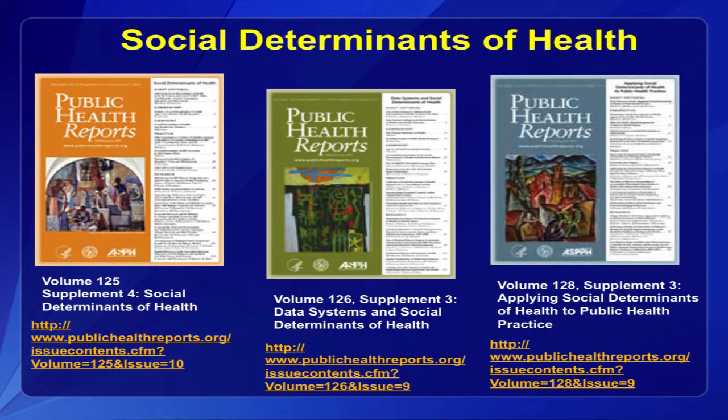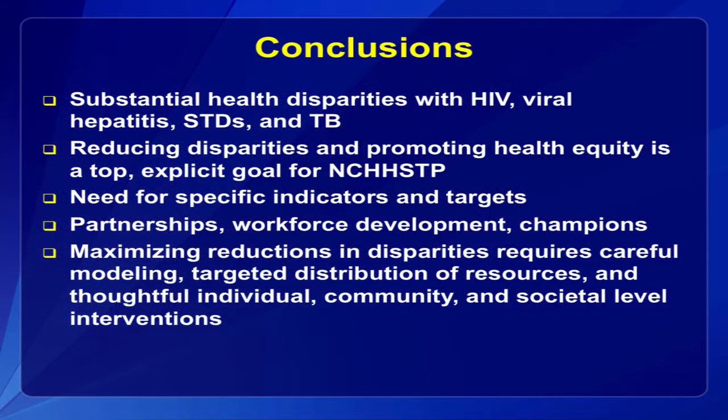More policy documents, the Public Health Reports, 3 special issues that talk about social determinants of health and substantial health disparities with HIV, viral hepatitis, STDs, and TB. Reducing disparities and promoting health equity is a top explicit goal for NCHHSTP. There's need for specific indicators and targets. We need more partnerships, workforce development, and champions. And maximizing reductions in disparities requires careful modeling, targeting distribution of resources, and thoughtful individual, community, and societal level interventions.